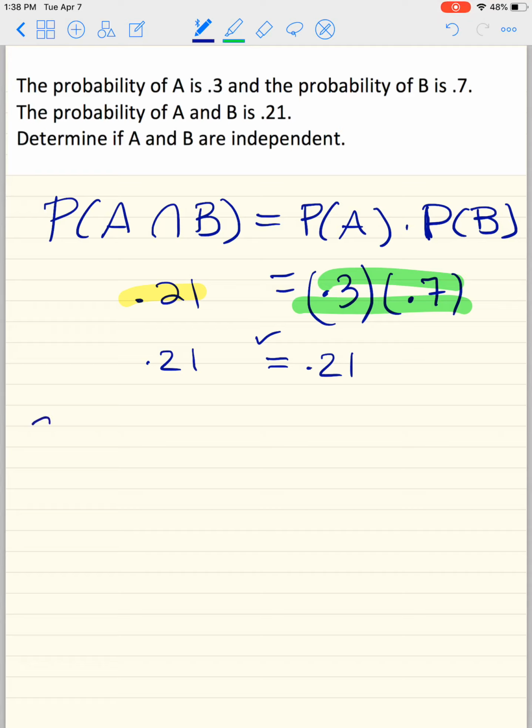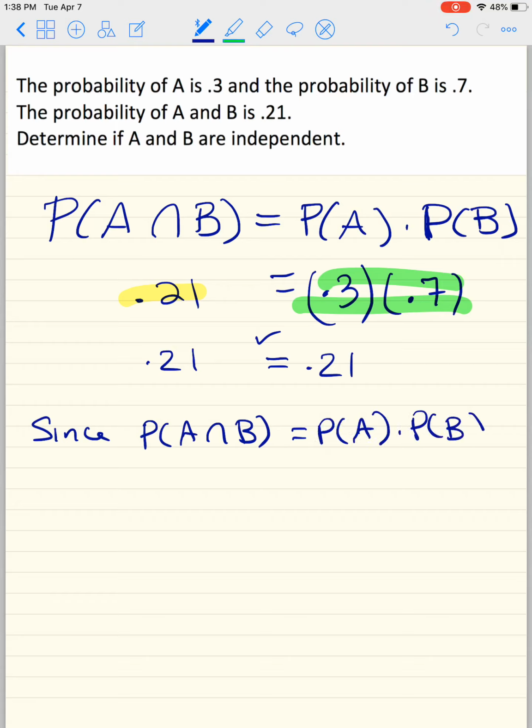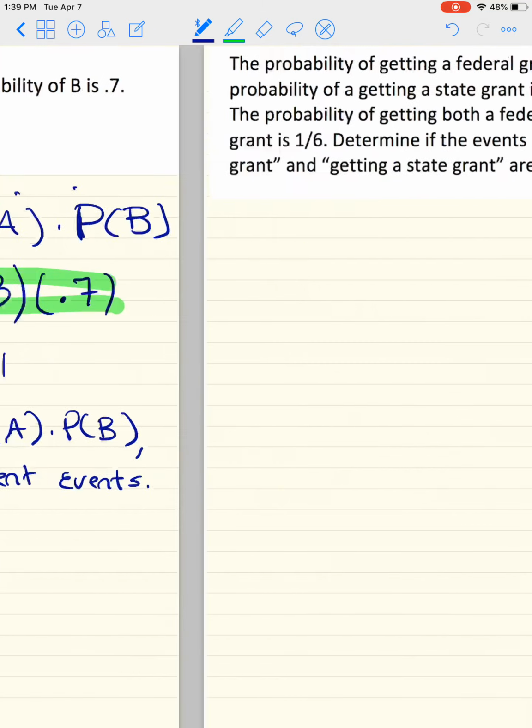So you should write, since the probability of A and B is equal to the probability of A times the probability of B, A and B are independent events. So that's how we can justify our answer. So once again, in order to determine if two events are independent, you're going to take the product of the two, multiply them, that's what product is, and then see if it's equal to their intersection. So let's try another example.